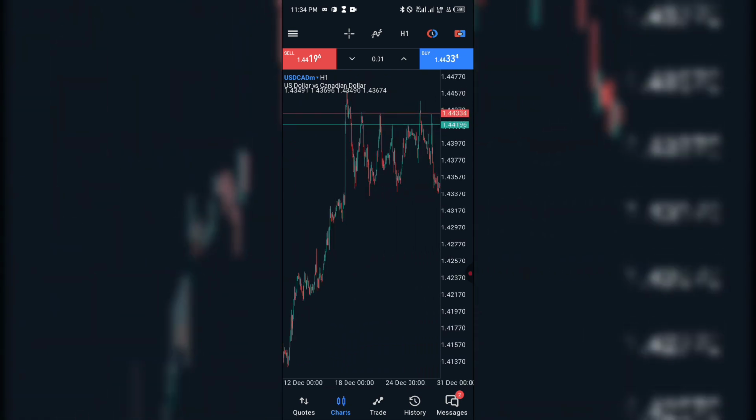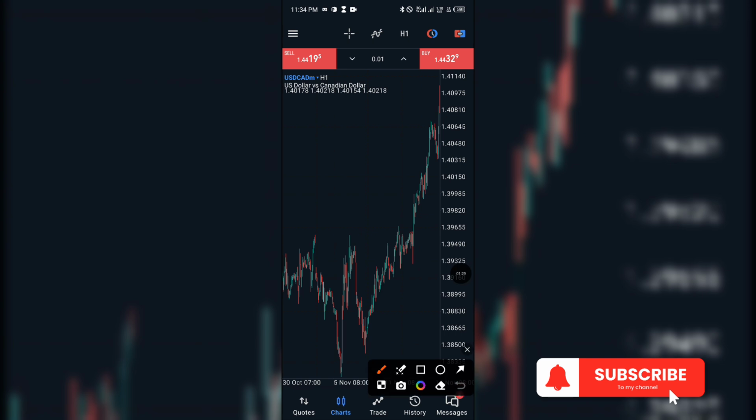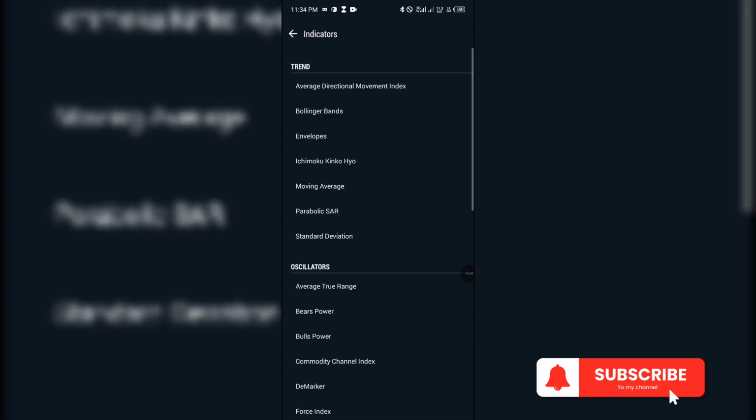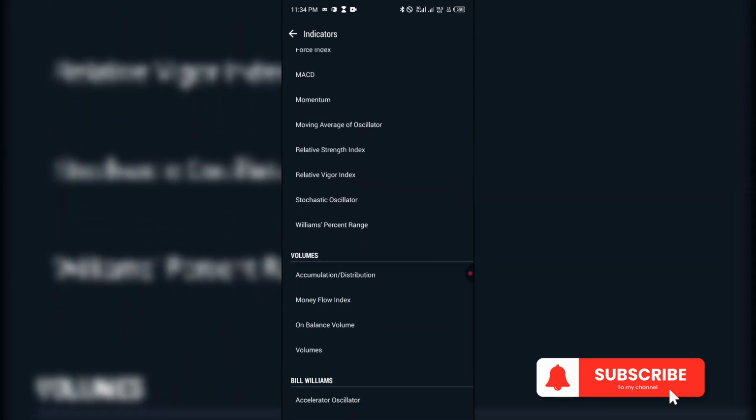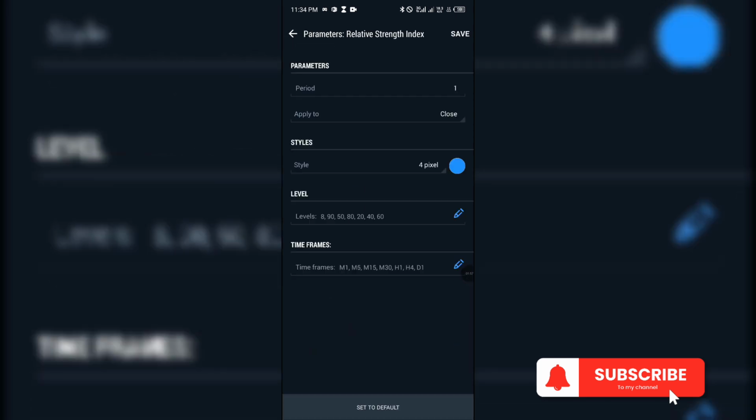At this point, all we need to do is to add RSI onto our chart. All you need to do is click on the F icon over here. It could be an F icon or the N icon. That is all you need to do. Click on it, then click on the plus sign, as you can see right here. Then we'll look for the RSI, which means Relative Strength Index. This is it over here. Click on it.